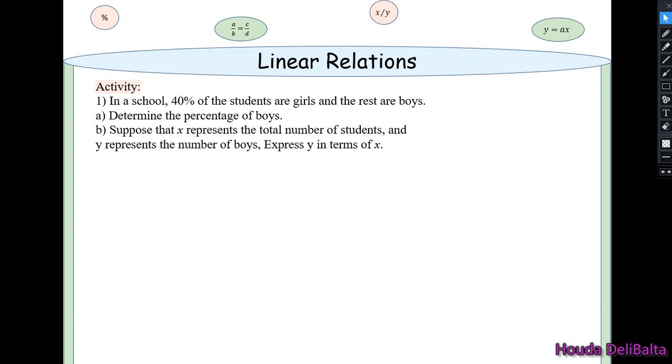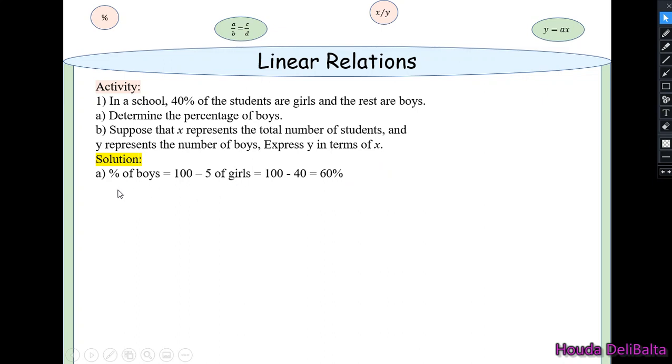Now, part B, suppose that X represents the total number of students and Y represents the number of boys. I need to express Y in terms of X. So let's repeat the question. There are 40% girls and the rest are boys. I need to find the percentage of boys. That's very easy. In part B, I have to suppose that X represents the total number of students and Y represents the number of boys. I need to express Y in terms of X. Here we go.